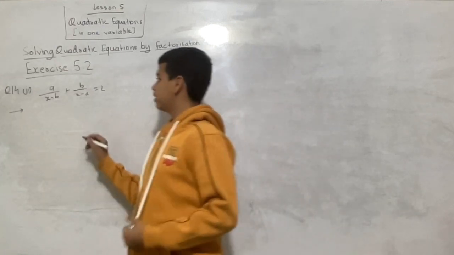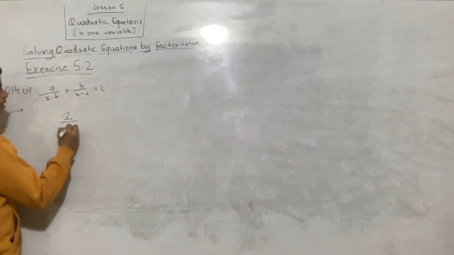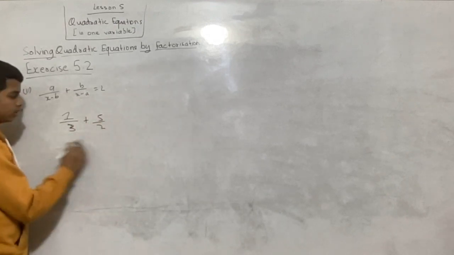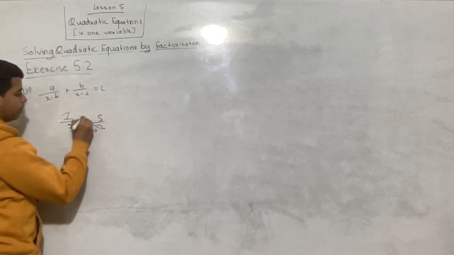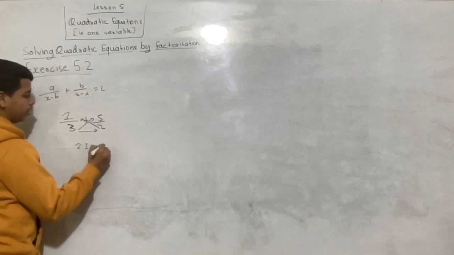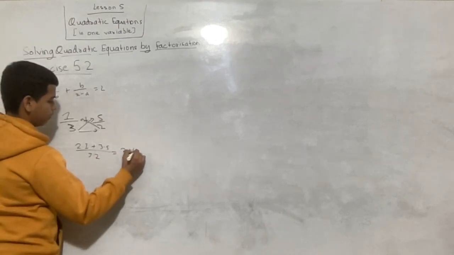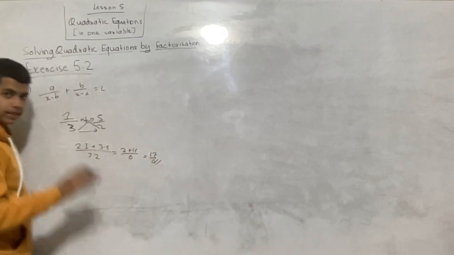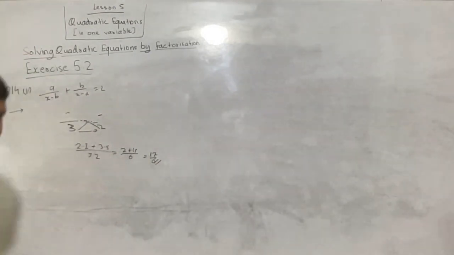What we have to do is, as we have learned in previous classes, let's say we have to add 1 by 3 and 5 by 2. There is no common denominator. So what we will do here is cross multiply 2 with 1 and 3 with 5. So we get 2 into 1 plus 3 into 5 by 3 into 2. That is 2 plus 15 by 6. That is 17 by 6. So in the same way we have to take the LCM of these two denominators in order to actually add them.